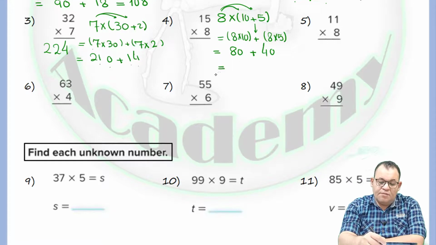Now we can add them. 0 and 0 equals 0. 8 and 4 equals 12. So 15 multiplied by 8 equals 120.